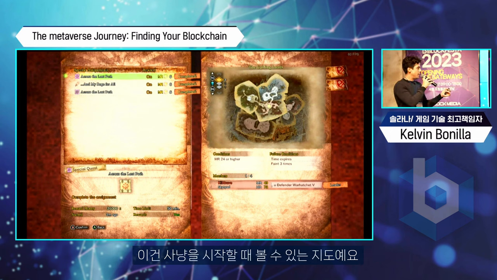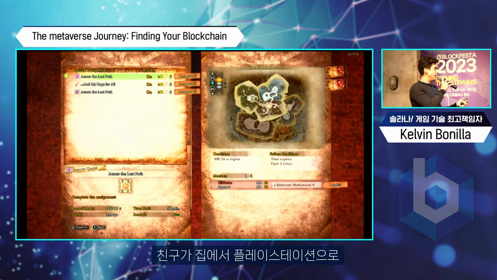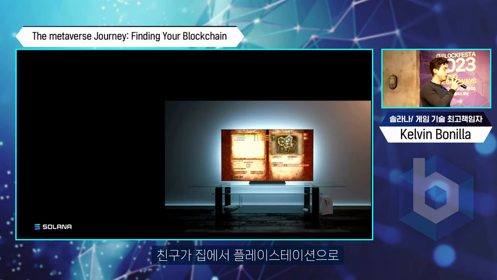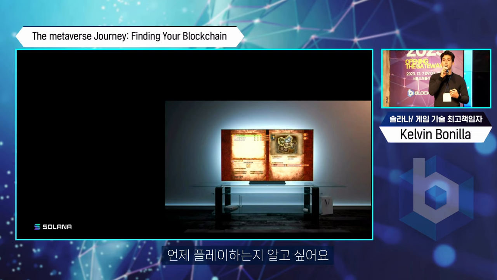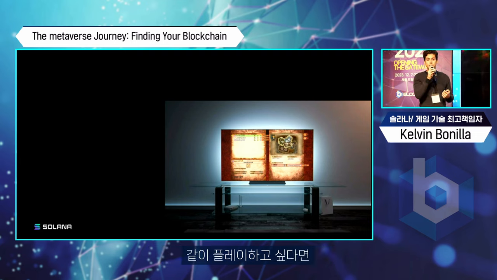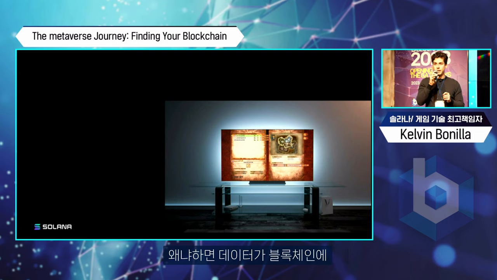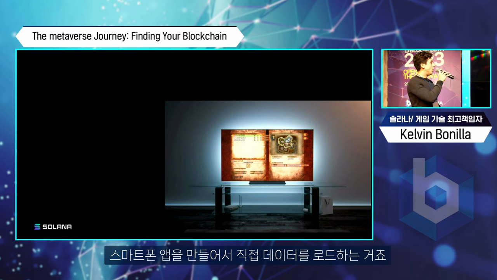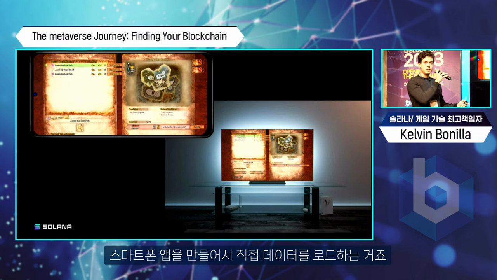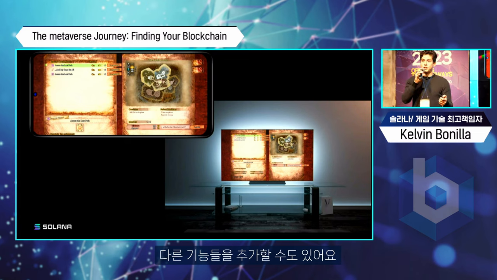This is a map that you kind of see when you're going to start a hunt. Imagine my friend is going to play Monster Hunter in his house on PlayStation. I want to know when he's going to play. Maybe I want to play with him. So I decide that I want to be notified anytime he is playing. Because the data might be on the blockchain, I can make my own smartphone app and then load the data myself. I can also add other features to this app.